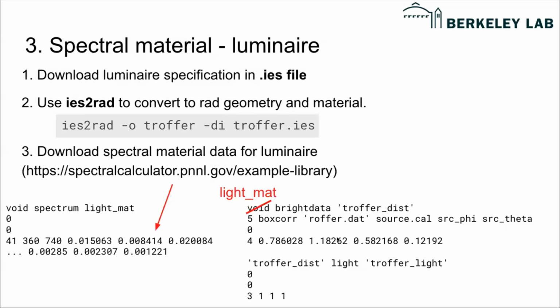To make this a spectral material, what you do is the PNNL, the Pacific Northwest National Lab, has a sample spectral lighting library. So I got one of their examples, and then I built this light_mat and used that to modify the brightdata material.